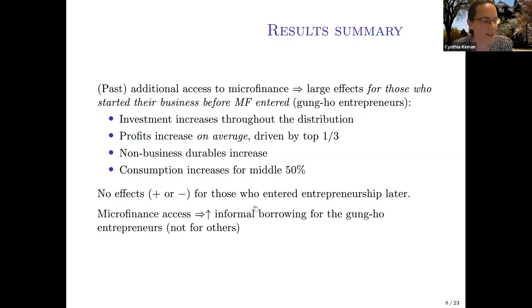And then finally, something that I won't have time to delve into in detail now, but would be happy to talk more about in the Q&A, is that we find that for these gung-ho entrepreneurs, being in the treatment group, and therefore getting more microfinance, significantly and substantially increases their informal borrowing. So they respond to getting more formal borrowing from a microlender by also increasing their informal borrowing. And if I get a chance at the end, I'll try to convince you that both of those pieces are important to understand how a relatively small loan is able to push a significant number of households out of a poverty trap.